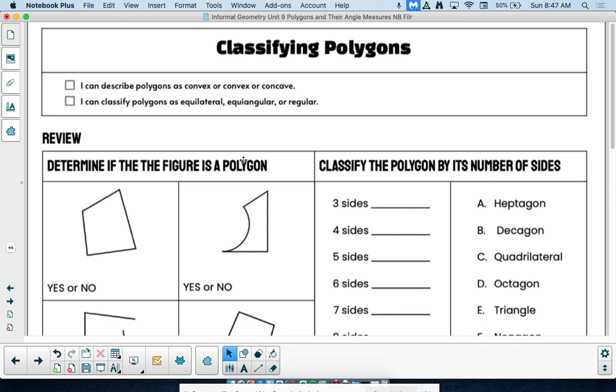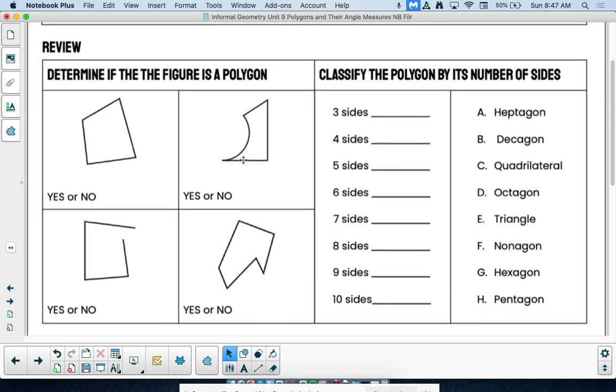Those are basically the big ideas. So let's review what is a polygon. That's this left side right here. It says review. So determine if a figure is a polygon. Now remember, folks, a polygon is a straight-sided figure that's closed and has no curves. So big idea again is that it has to have straight sides. If I look at this first example here, do we agree that it has straight sides? Yep. Is it closed? Yes. Are there curves? No. So this is a polygon.